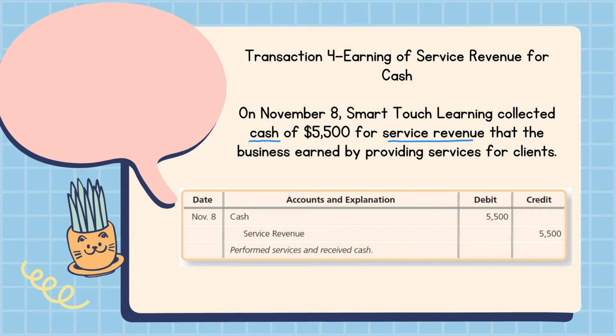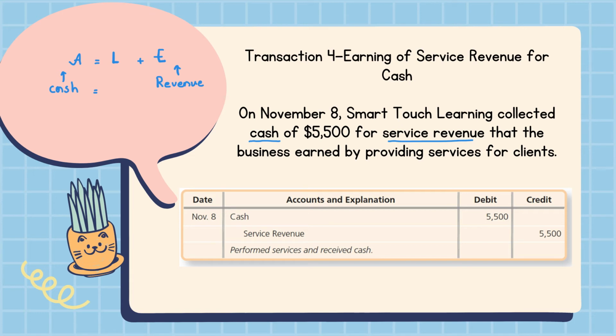Again, my accounting equation is assets equals liabilities plus equity. Cash is under assets. Service revenue is under equity. Okay. I collected cash, so my cash increased. And revenue will always increase my equity because it's positive.